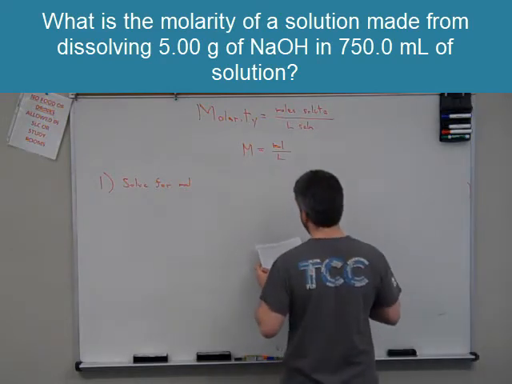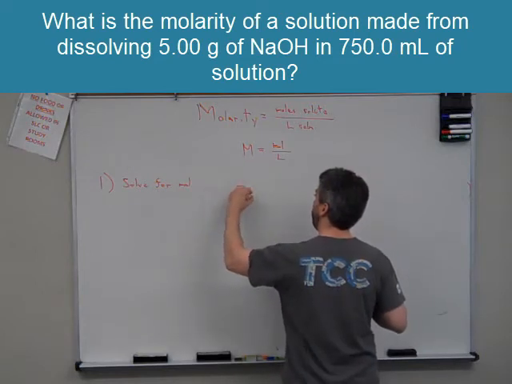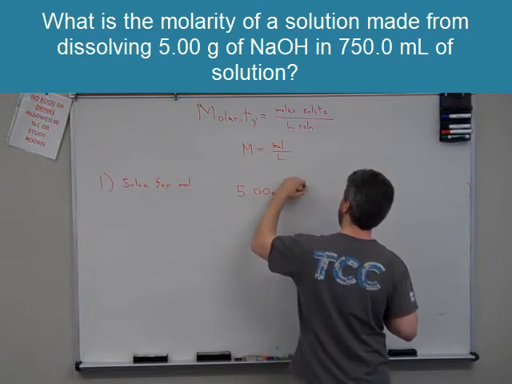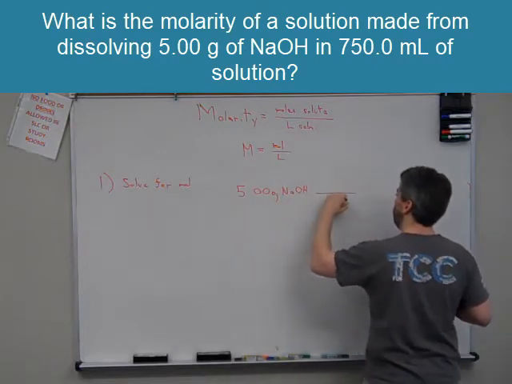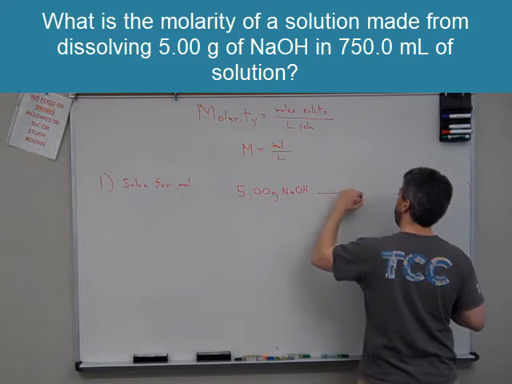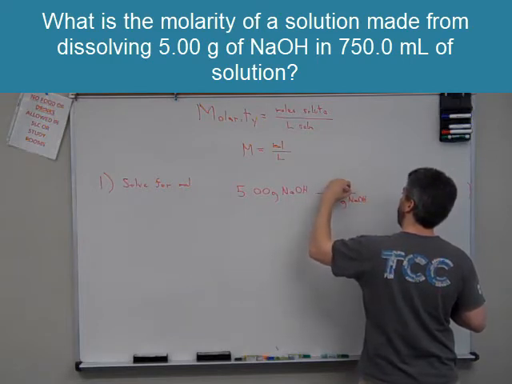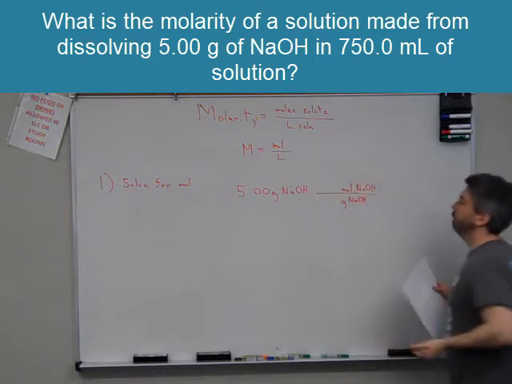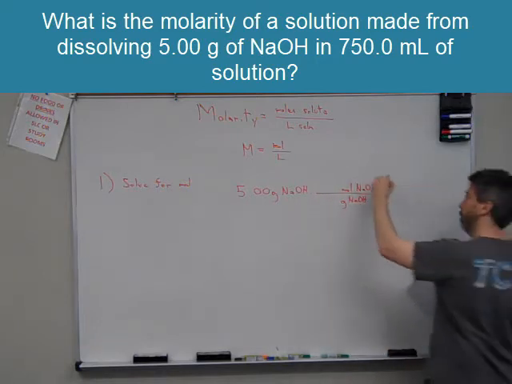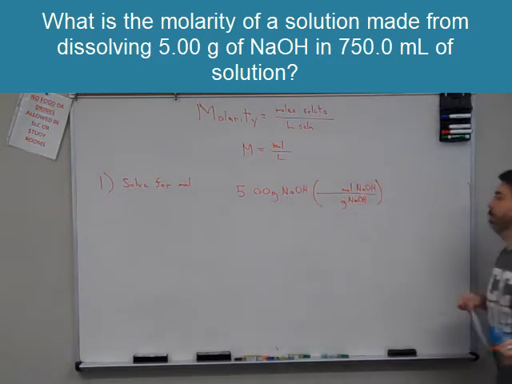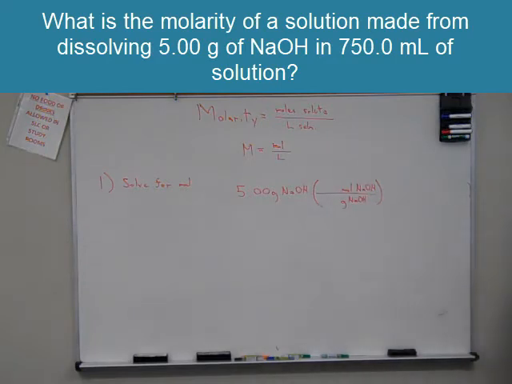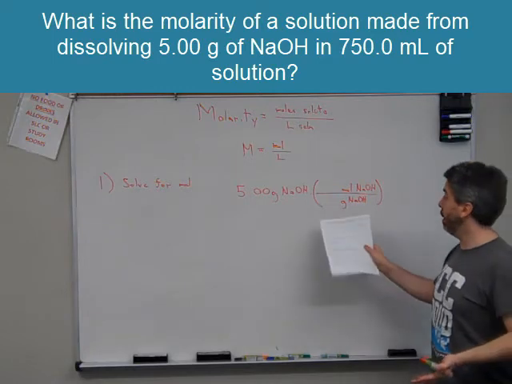In this case, we're not given the moles, so we have to convert the 5.00 grams of NaOH to moles. Grams of NaOH is going to come on the bottom, and I'm going to put the moles of NaOH on top. Ideally, you already should know how to do this. What would be needed to convert grams to moles? We have to find the molar mass of NaOH.